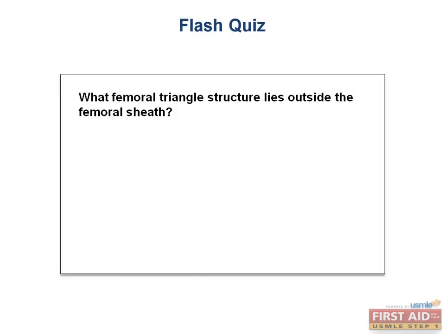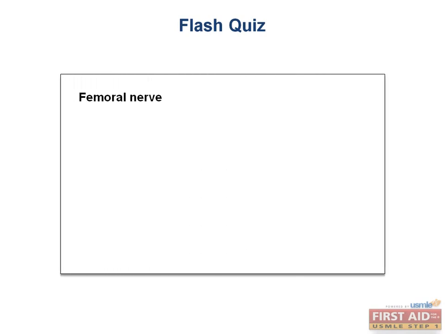Now, let's do a flash quiz. What femoral triangle structure lies outside of the femoral sheath? That's right, it's the femoral nerve. Again, this is really important to remember.